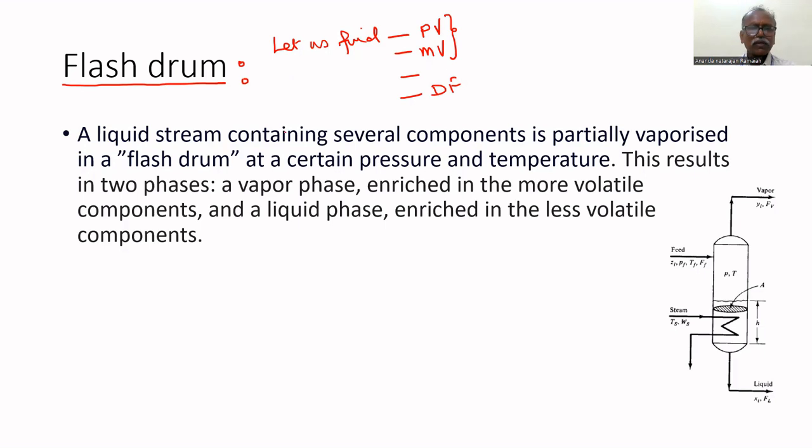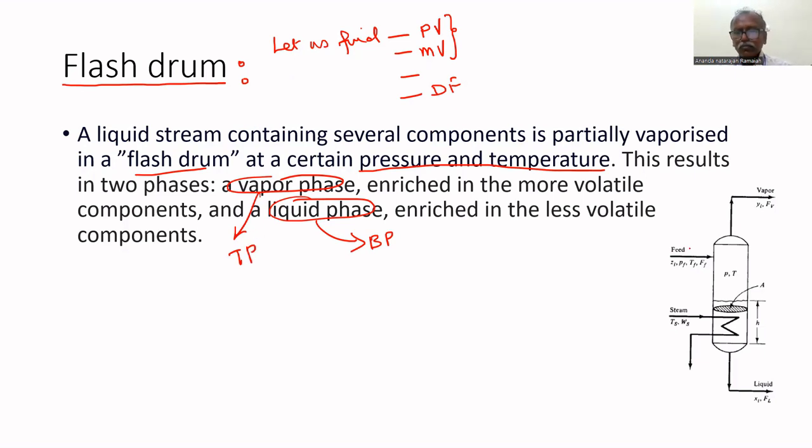The liquid stream containing several components is partially vaporized in a flash at a particular pressure and temperature. This results in two phases. One is vapor phase, another one is liquid phase. So liquid phase is the bottom product and the vapor phase is the top product of the flash drum.